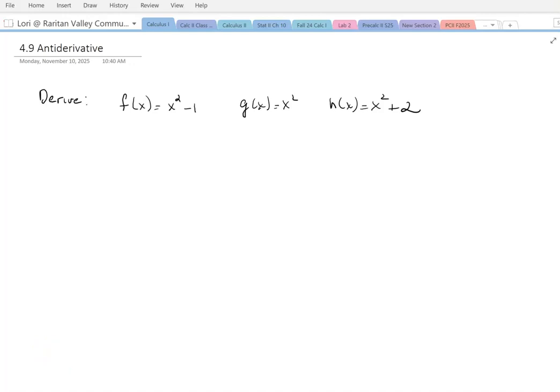In this section 4.9, we are going to talk about the antiderivative. And as you imagine, to do that, we're basically going to go backwards from our derivative. So let's just start with deriving three very simple functions just to kind of get the concept down.